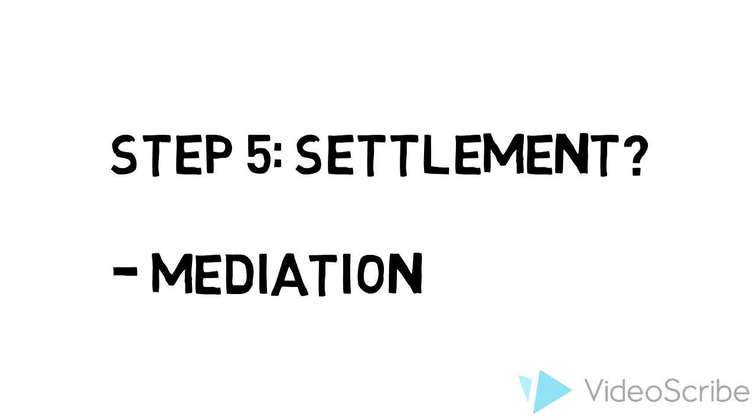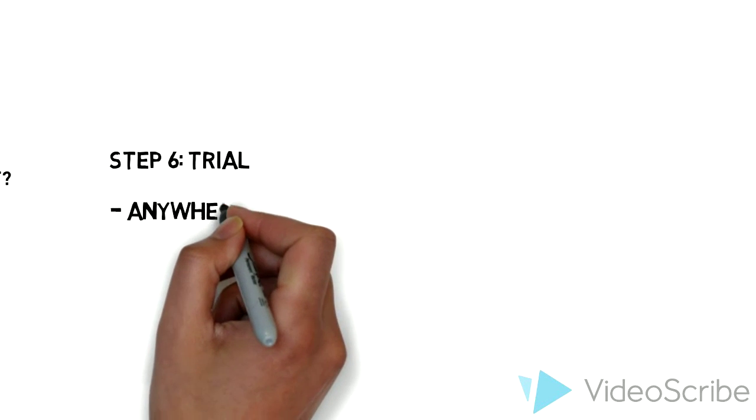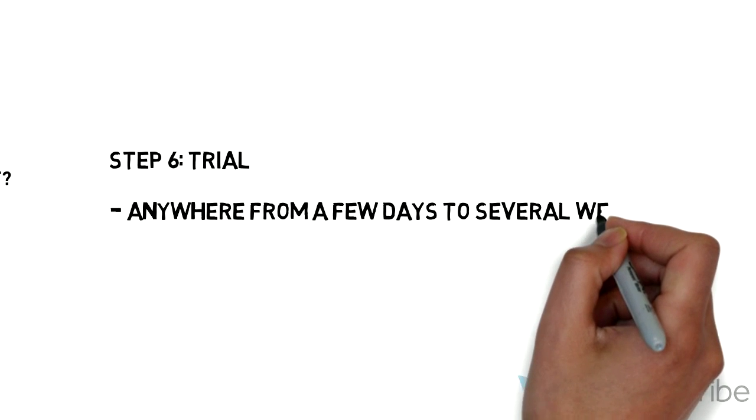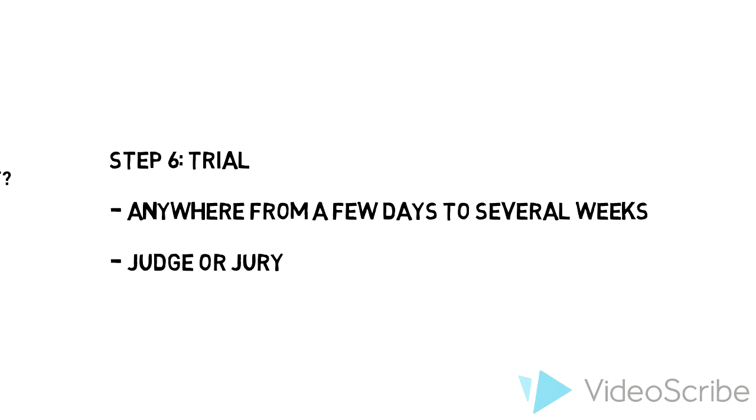Step 6 is a trial. Now, trials don't often occur, but sometimes they're necessary. When they do happen, they can last anywhere from a few days to several weeks, and they can happen in front of a judge or a jury. Trials are somewhat like you see on TV, but not always.